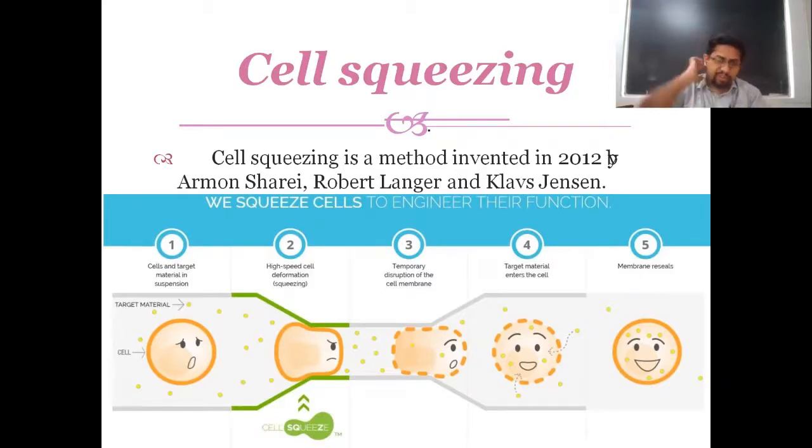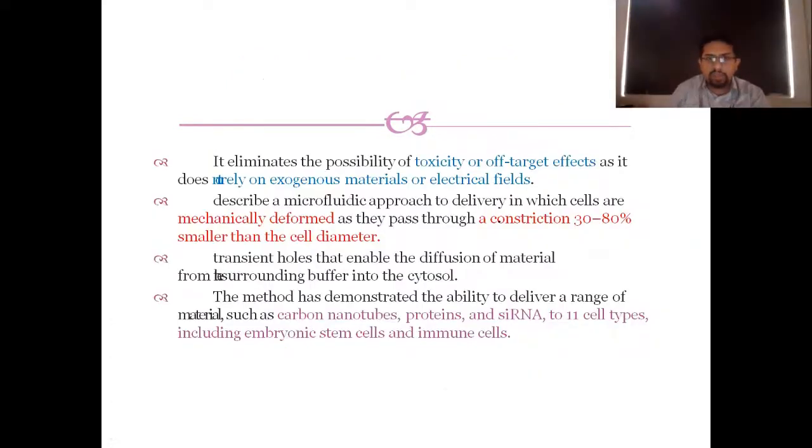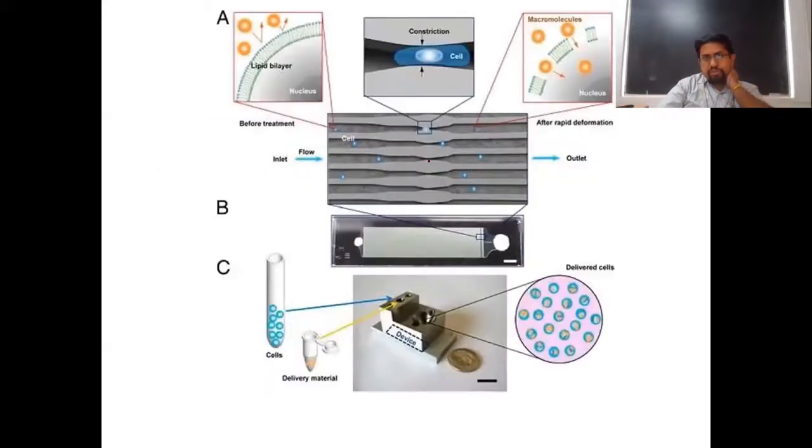This was discovered by Armand Sharei, Robert Langer, and Klavs Jensen, recently, about 8 years back. So this eliminates the possibility of toxicity. So this will not kill the cells. Transient holes are created because of the distortion movements. It will help to transfer your DNA. So this is about the squeezing procedure. As the cell reaches the squeezing area, it will be exposed to the DNA molecules, and these exposed DNA molecules will be able to enter the cell.